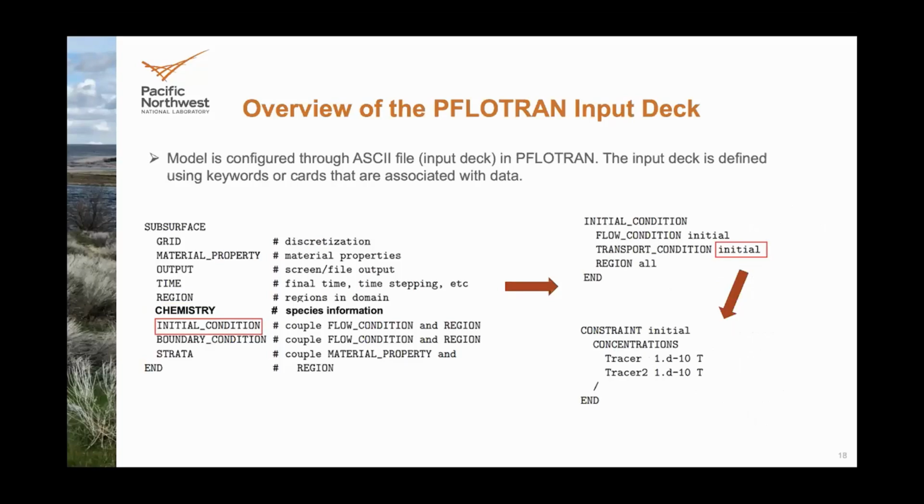So after we specify the chemistry information, we need to specify the initial condition in Flotran. With the initial condition, we need to tell Flotran the species concentration for each species at the initial state.